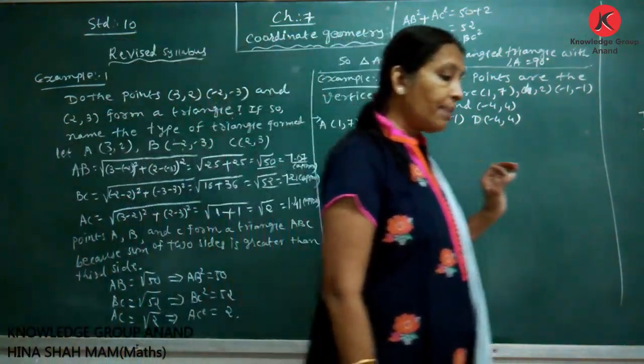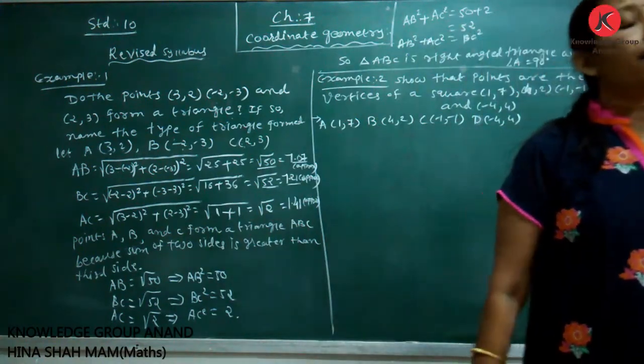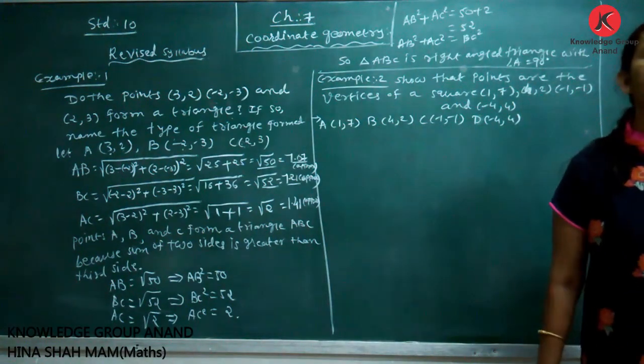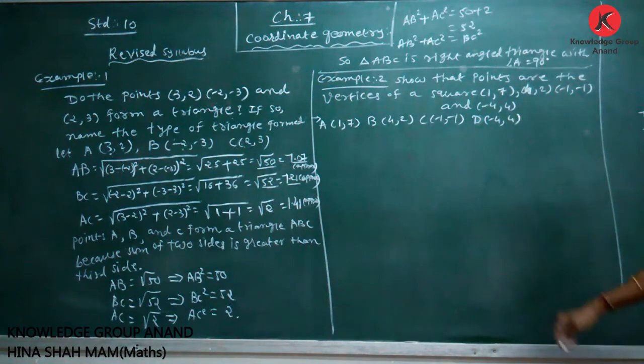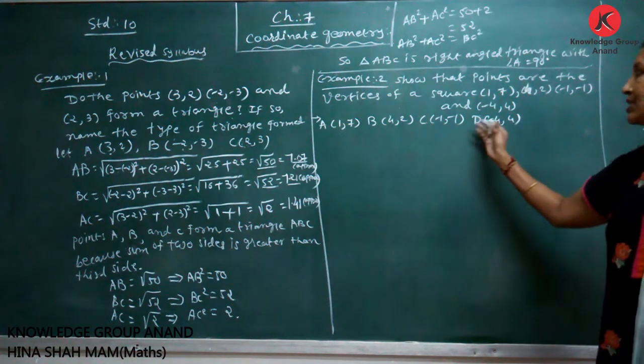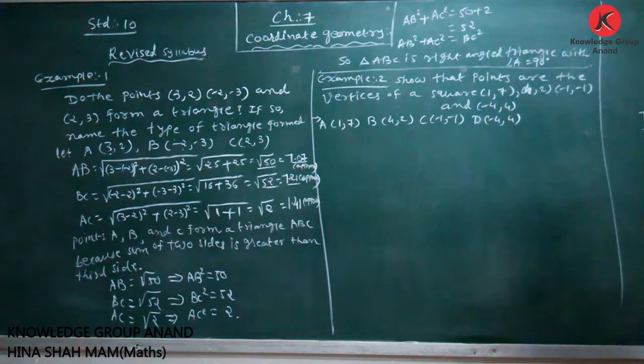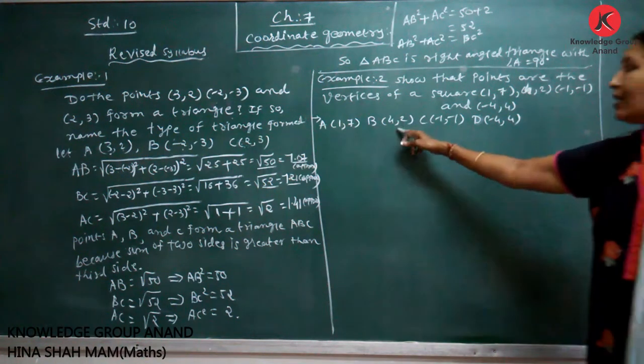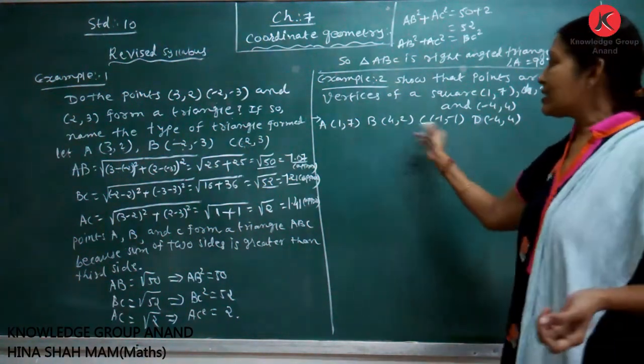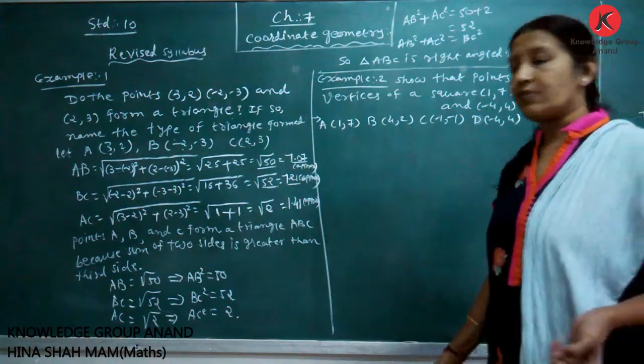We know the properties of a square. About sides: all sides are equal. Then we find AB, BC, CD and DA using the distance formula. About diagonals: diagonals are equal. Suppose we find AC square is equal to BD square.